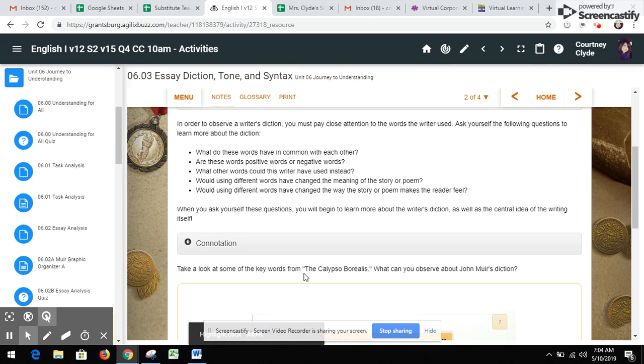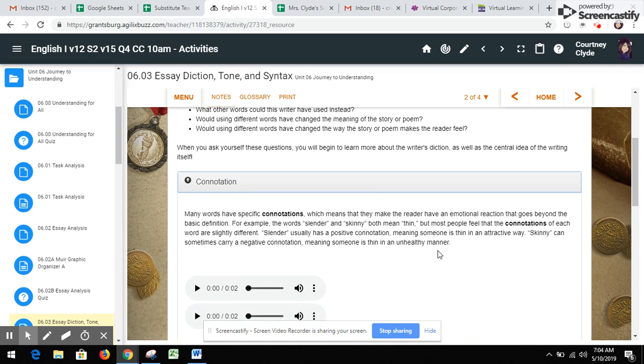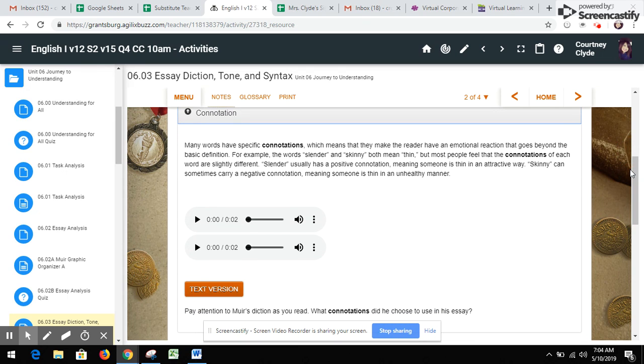So it says, when you ask these questions, you will begin to learn more about the writer's diction, as well as the central idea, the writing itself. And then again, this gets into the idea about skinny. They're using slender, right? They both mean thin. They both are talking about someone in a particular way, but slender has a more attractive way of saying it. Skinny is more of a negative, right? They're considered kind of unhealthy. It's a little bit judgy.